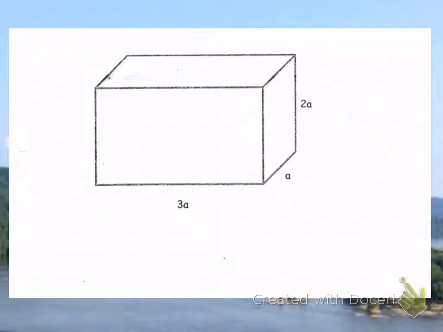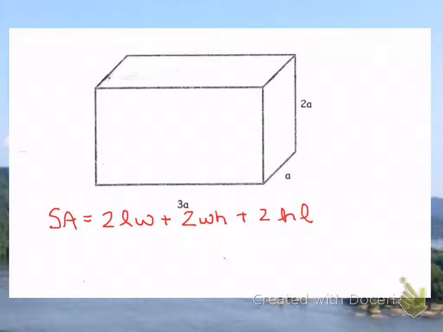For the next problem, we want to find the surface area of the rectangular prism. So we need that formula. The surface area of the rectangular prism is 2 times the length times width plus 2 times the width times the height plus 2 times the height times the length. Now you could just find the area of all the faces and add them together. I'm going to show you following the formula.